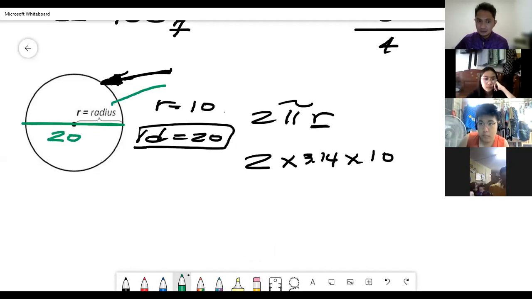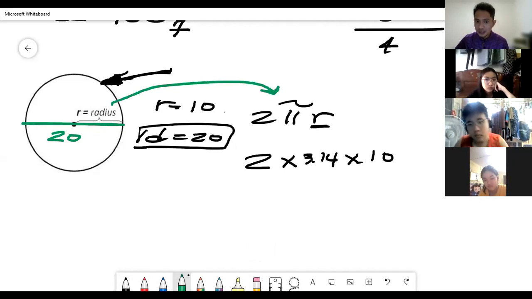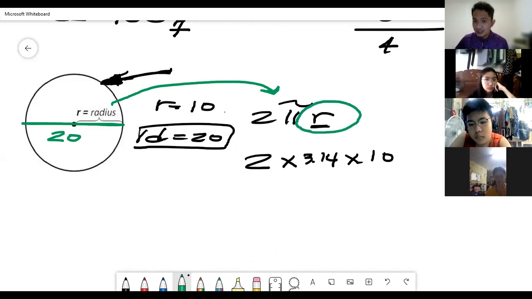But we will follow this one: 2 times pi times r. So what is r? Radius. This is the diameter. What is the radius? From here to here.